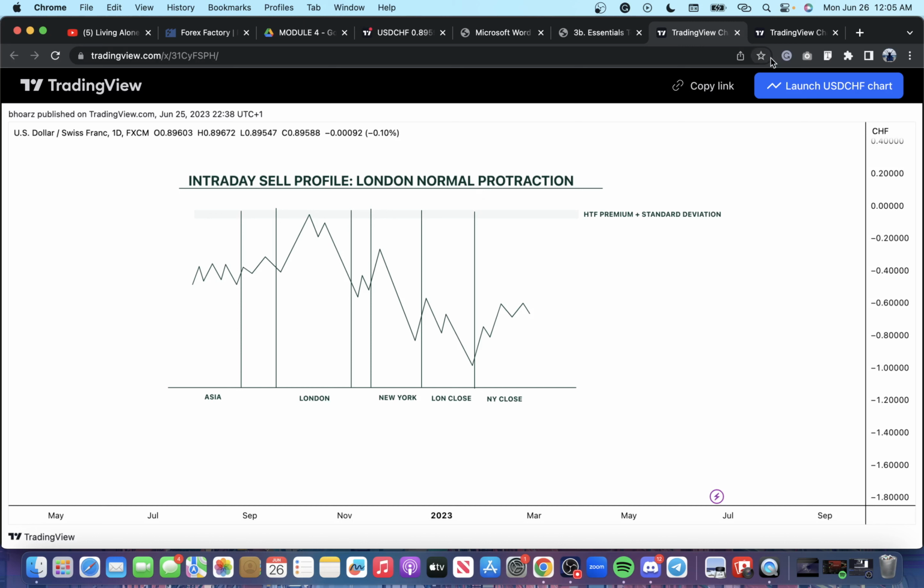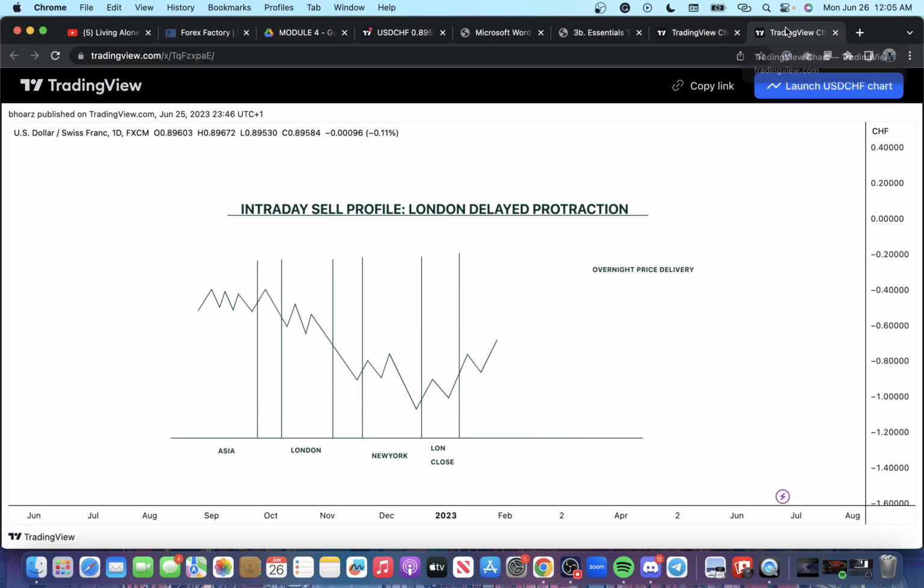And then for the delayed protraction for London session, usually in this scenario, you don't get the classic judas swing out of Asian session. And this can be weird because a lot of times it throws up a lot of, not retail, but institutional students or traders. And this is what I'm going to say: if you don't like this kind of model, no one's forcing you to trade the model.